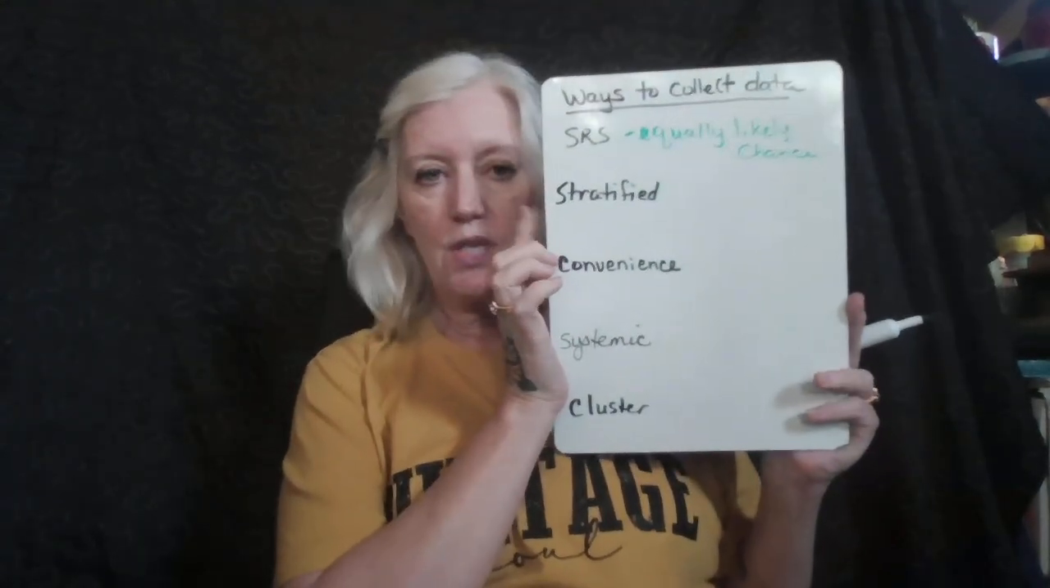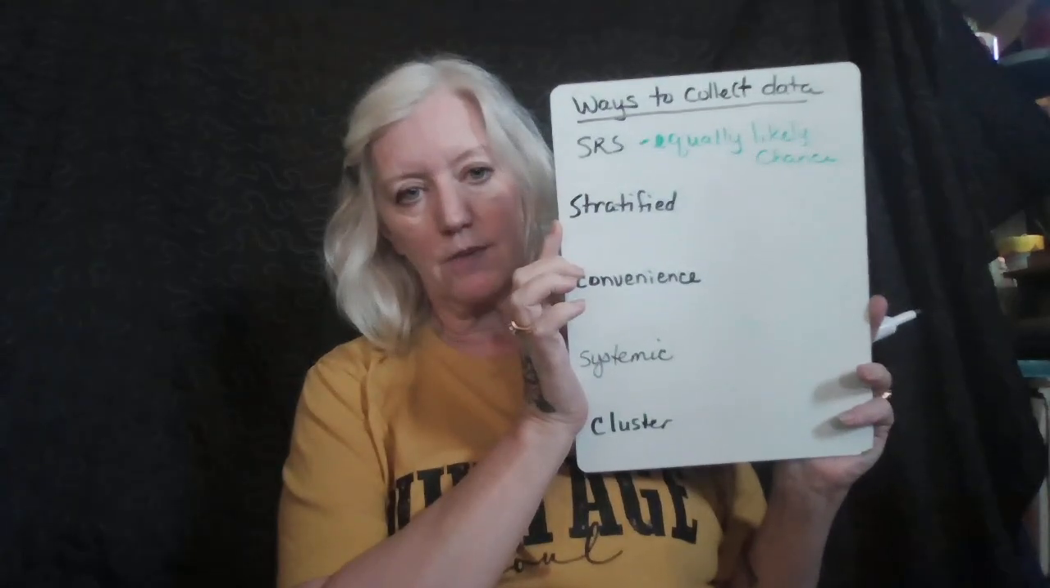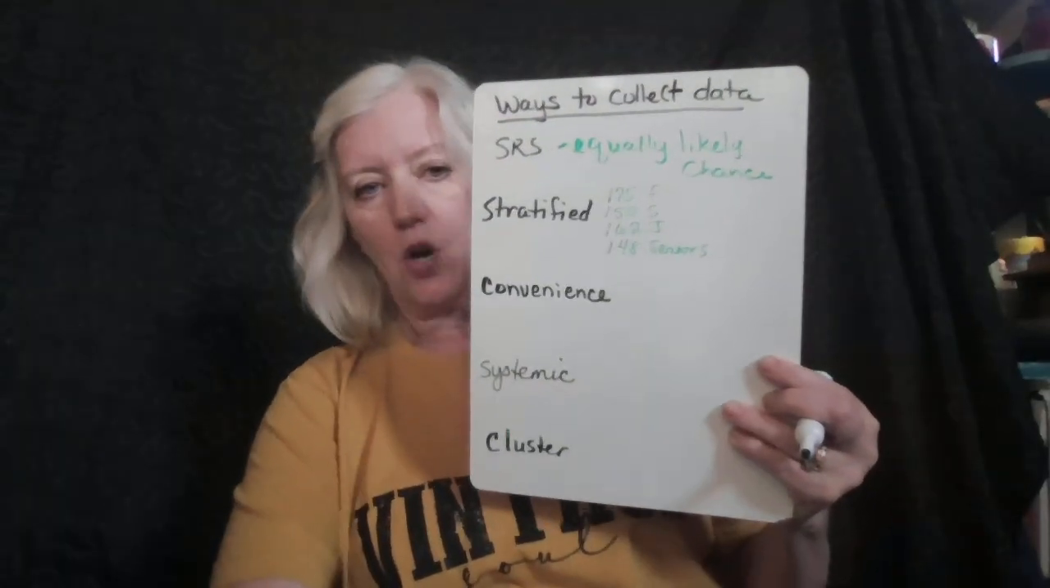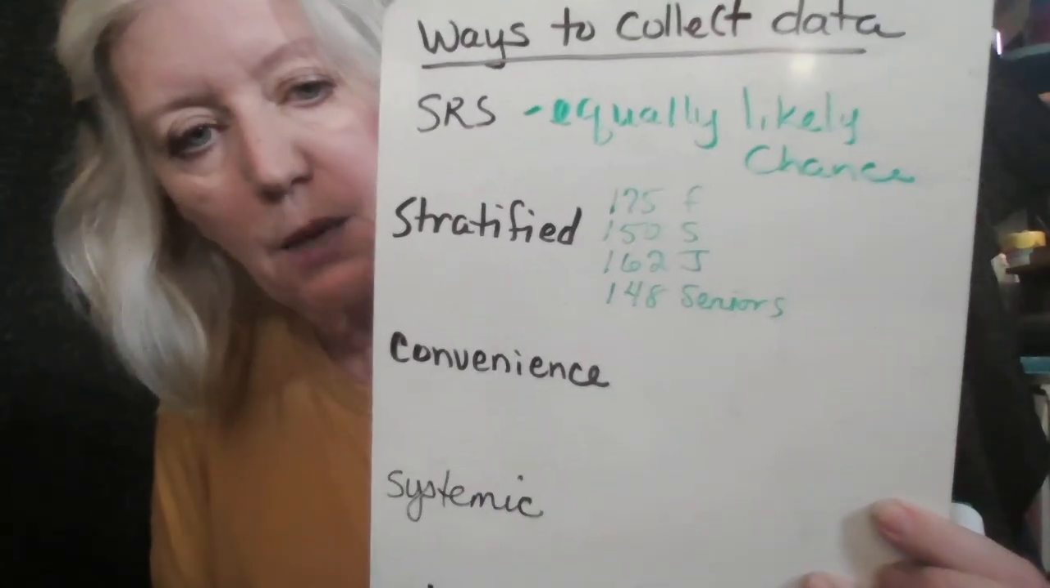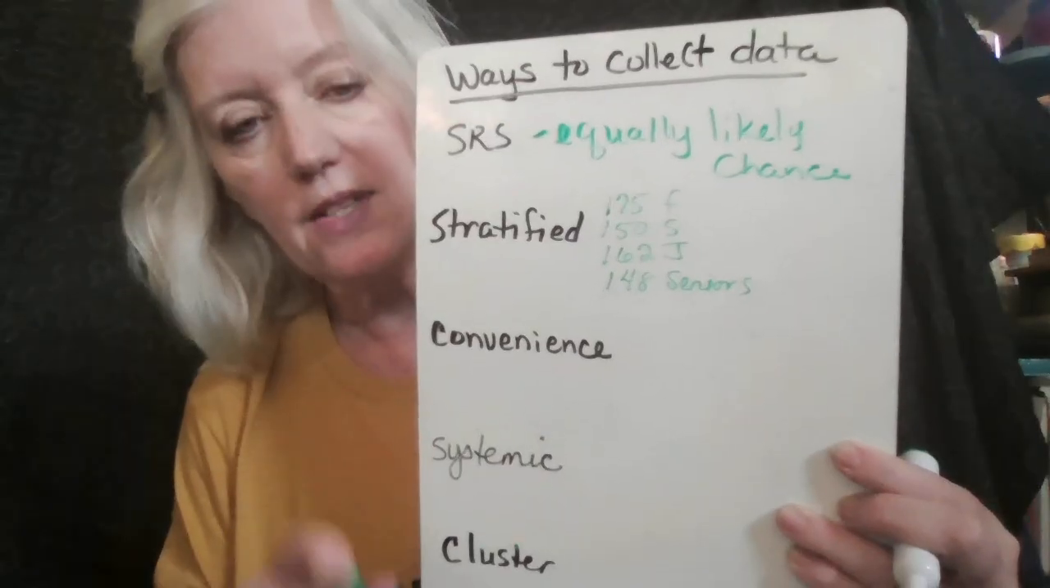Okay. Now, stratified is different. Stratified is where you take your sample and you break it up proportionally equal to the population. Okay, here's what I mean. Let's say that in the population of a school, the whole school, we've got 175 freshmen, 150 sophomores, 162 juniors, and 148 seniors. Let's say that's what we had, okay? So what we're going to do is we're going to calculate the percentage of the population that each one of these represents, and then we're going to do a sample in the same percentages.